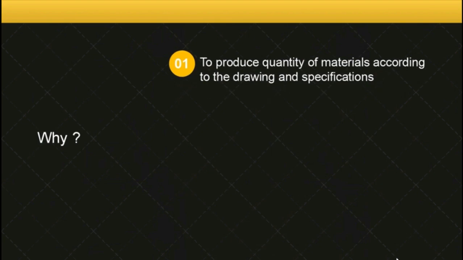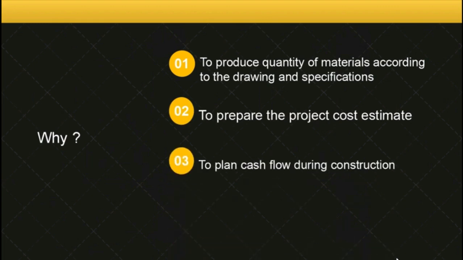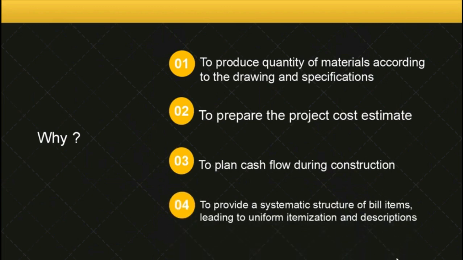Why we should measure quantity? First, to produce quantity of materials according to the drawing and specifications. Second, to prepare the project cost estimate. Third, to plan cash flow during construction. And fourth, to provide a systematic structure of bill items leading to uniform itemization and description.